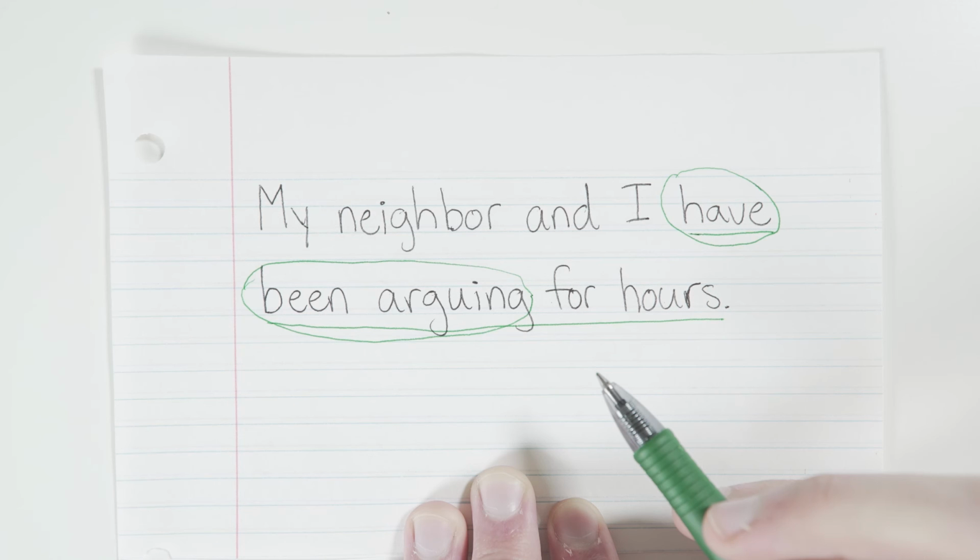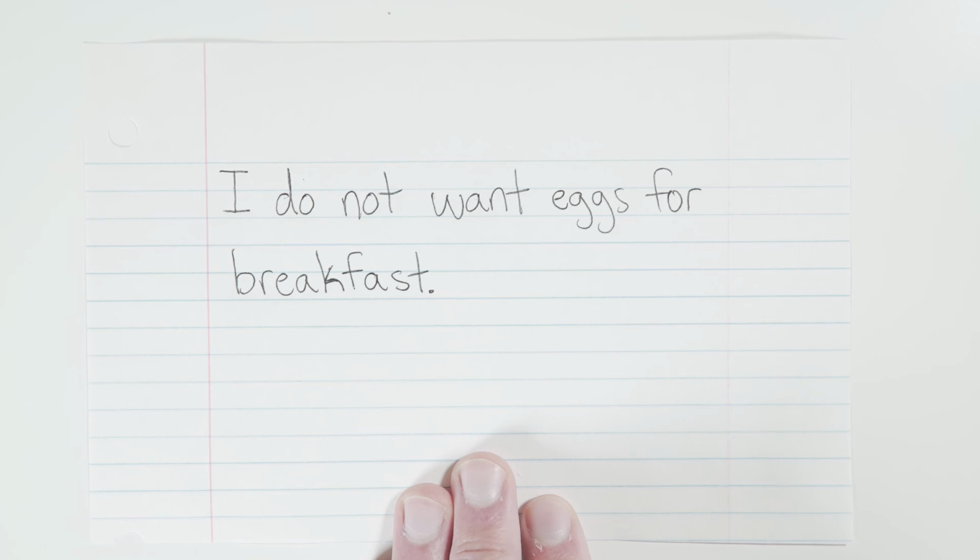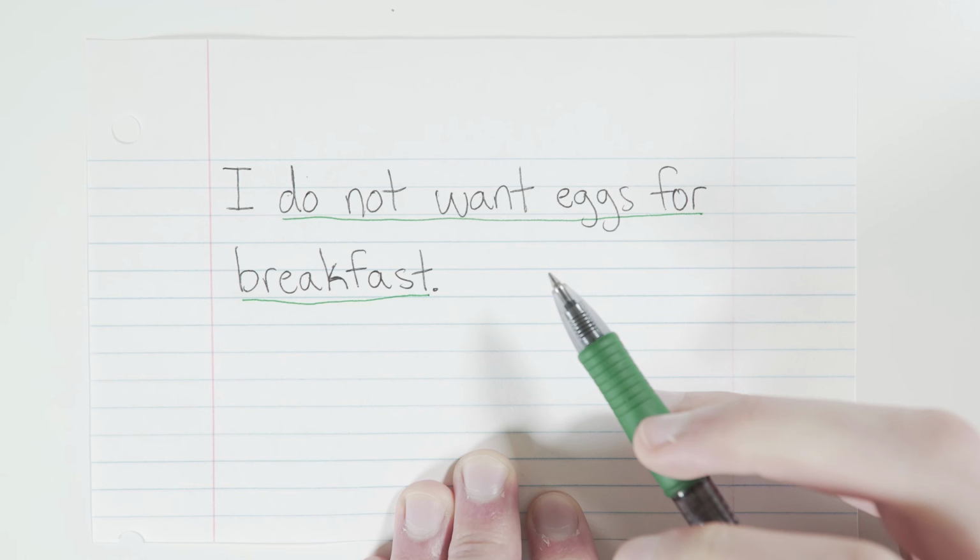arguing. Now let's do a bit of a tricky one and see if you can get it. I do not want eggs for breakfast. Okay? So as always, we want to start with our complete subject. And here, that's just going to be I. So the rest of this is our complete predicate. Do not want eggs for breakfast. Okay? So what about our simple predicate?